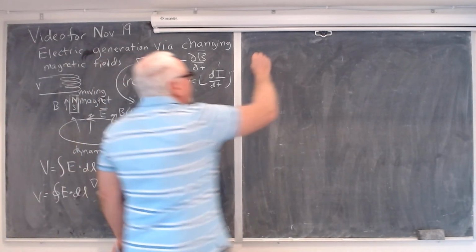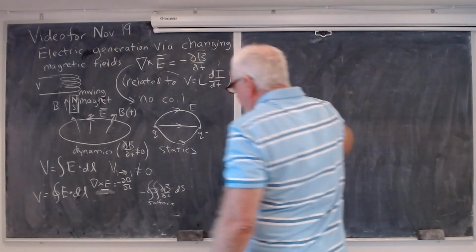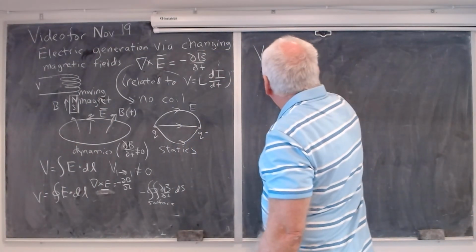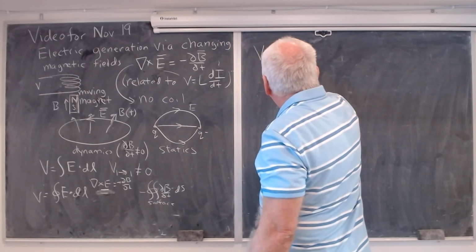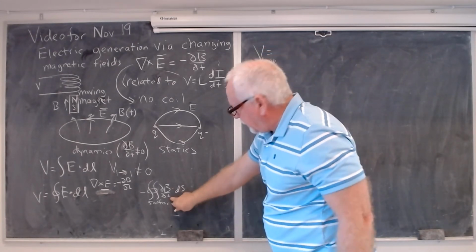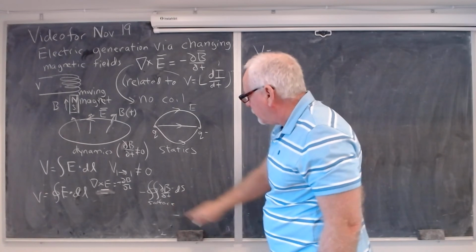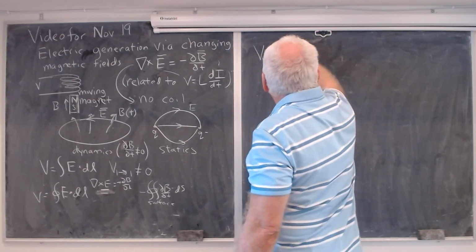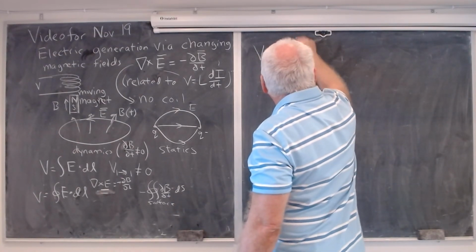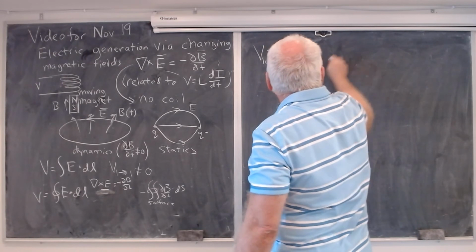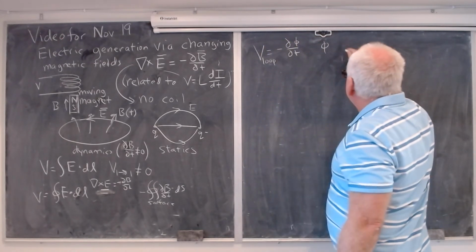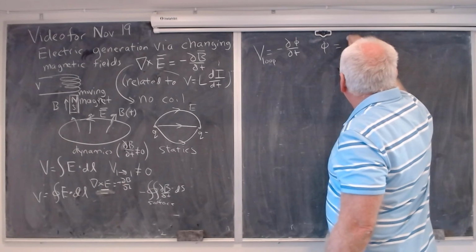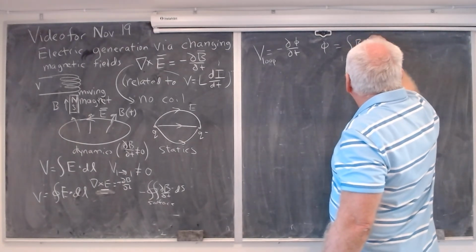And so we can rewrite that as the voltage for a loop is equal to, because I can interchange time and space derivatives like always, negative d/dt of phi, where phi is our magnetic flux like always, the integral of B dot ds.